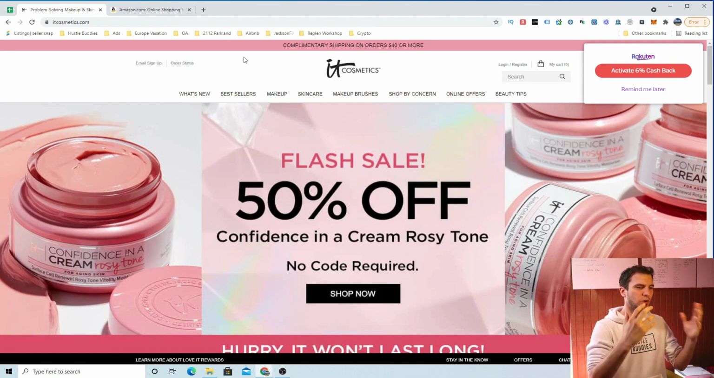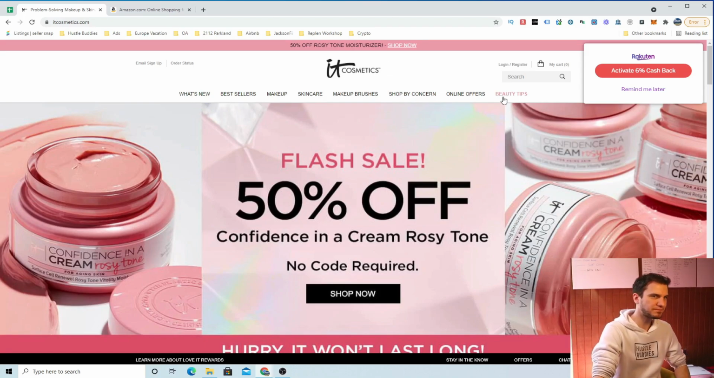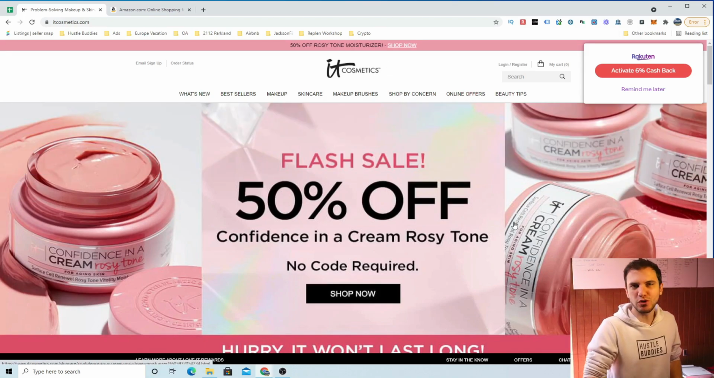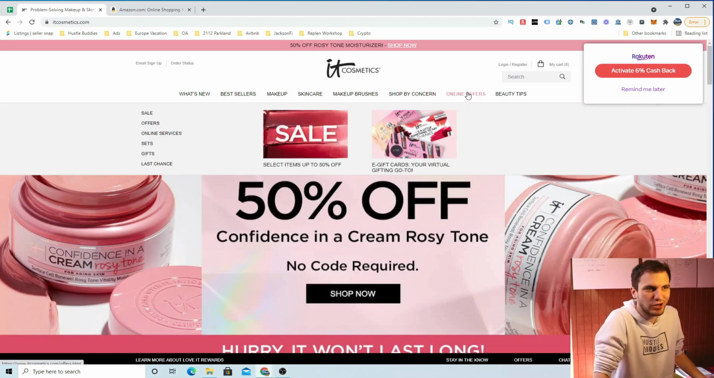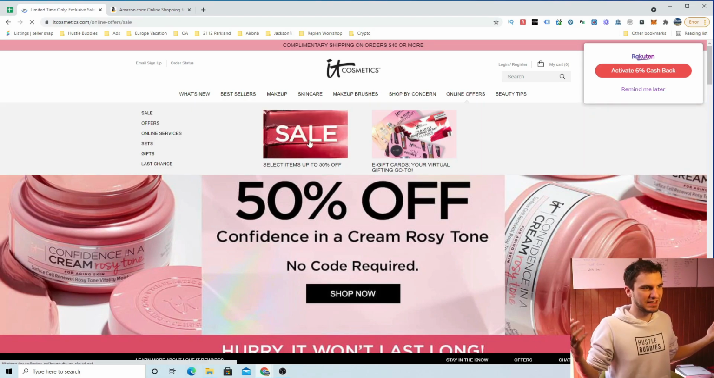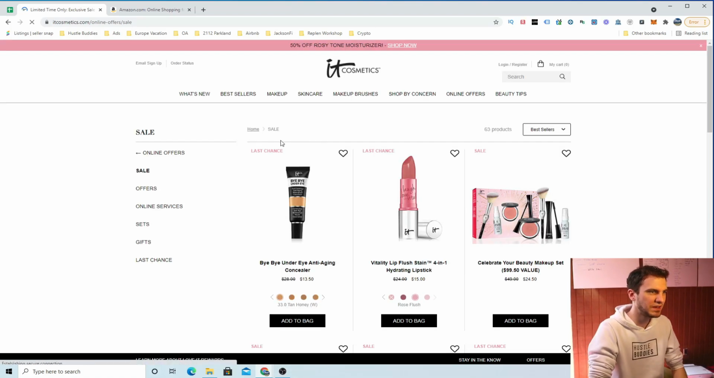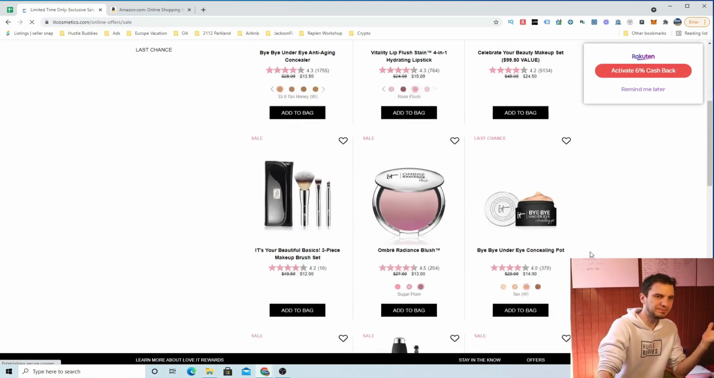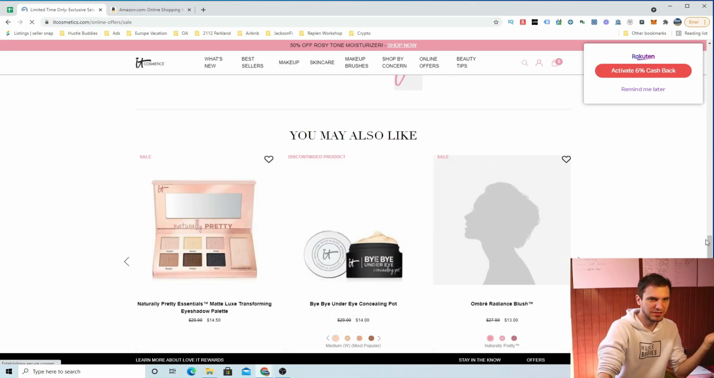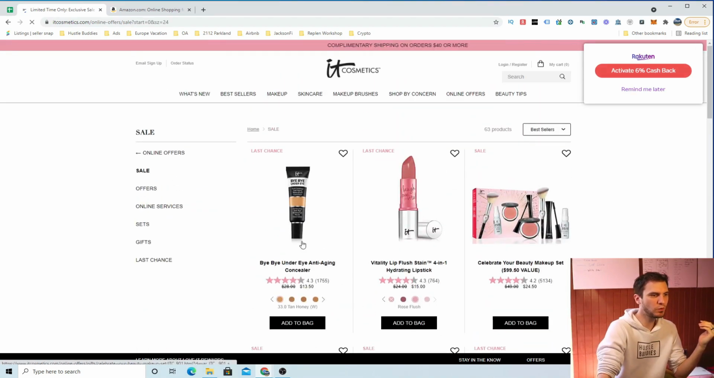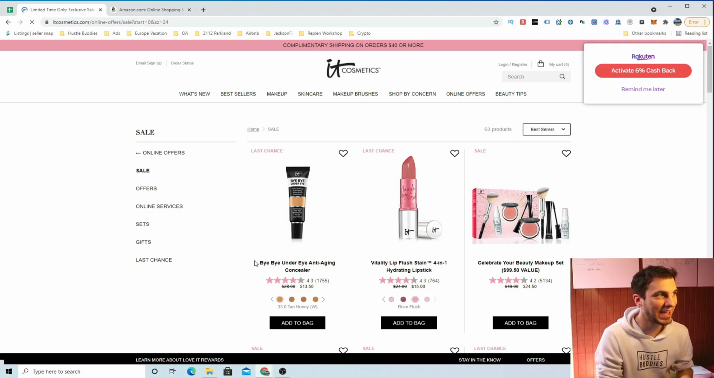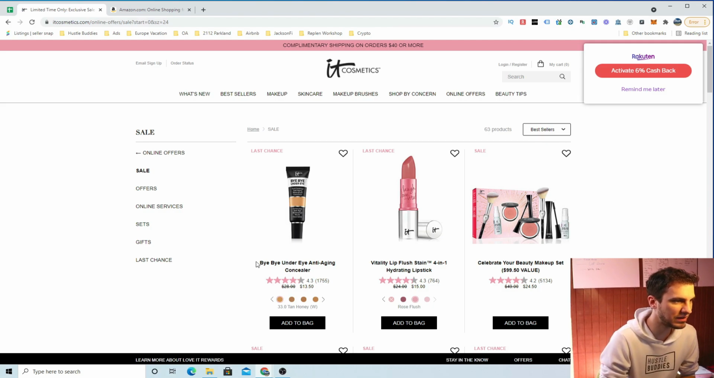So we're here on It Cosmetics, and really, if you don't have any idea where to start, just start where the sales are. Up here it says online offers and sale items up to 50% off. Okay, cool. All right, so we're right here. We got a whole page of things that we can look at. We're just going to start at the top one and start looking this stuff up on Amazon.